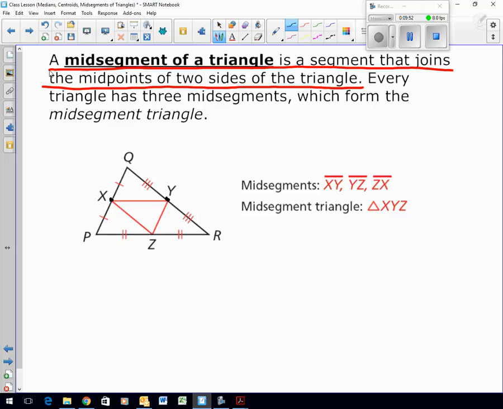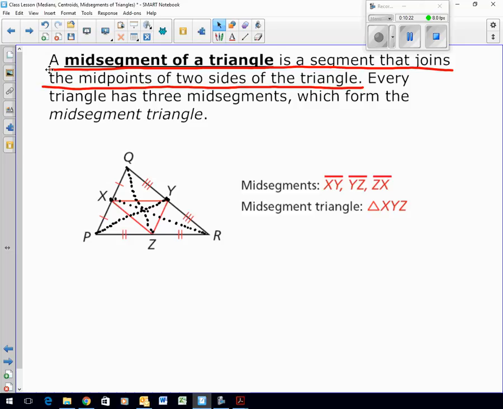Real quickly, I want to distinguish something. This can be confusing, especially today. The median of the triangle, you'll recall, goes from a midpoint to the opposite angle. Median goes from midpoint to opposite angle. So the dashes or the dots represent what would be the median.